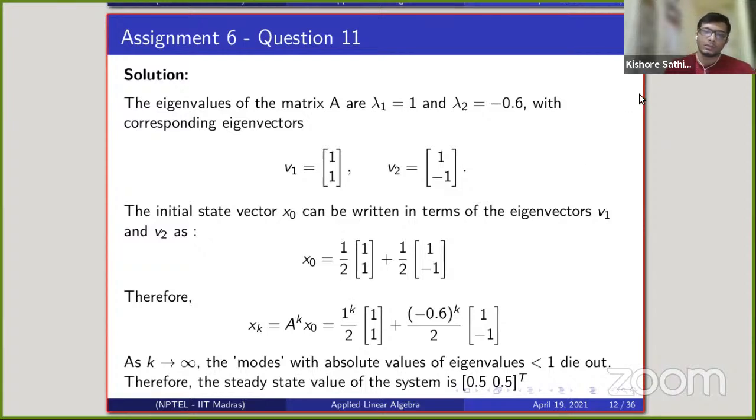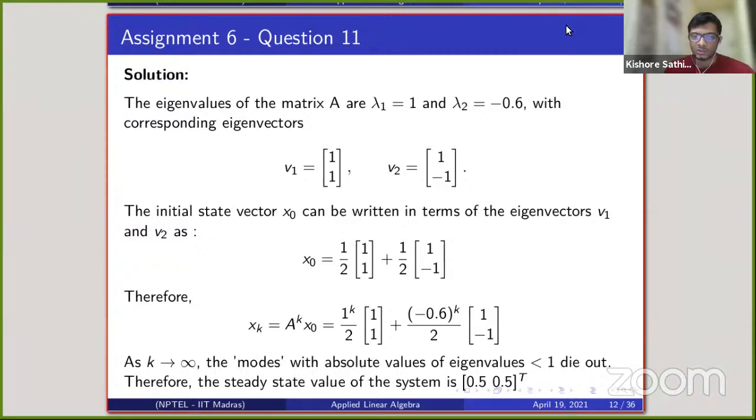Now the next thing to do is, we've been given that x0 is equal to (1, 0), and we have to try and express it as a linear combination of v1 and v2. This one is quite easy: (1, 0) is half of (1, 1) plus half of (1, -1). Now we just do A times x0. Let's first do A times x0 and then we'll look at A to the power k times x0.